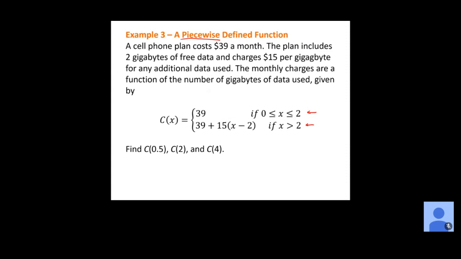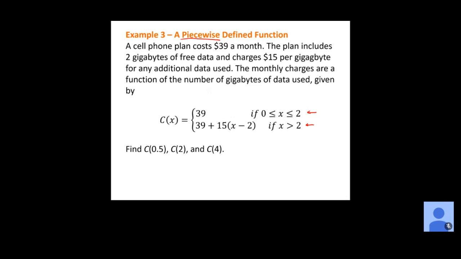And so what we have to think about whenever we're calculating values for these piecewise functions is which piece of our domain does our x value fall in, and then that's going to tell us which piece of the piecewise to actually use. Okay, so we have a cell phone plan here that costs $39 a month. Plan includes 2 gigabytes of free data, but then charges $15 per gigabyte for any additional data that we use, right? And so that's why we're defining this function from 0 to 2 at $39, because we have a flat $39 fee as long as we're not going over 2 gigabytes. But as soon as we do go over 2 gigabytes, the x is greater than 2, then we have to charge ourselves an additional $15 for every gigabyte that we go over, right? And that's what that bottom piece of the piecewise does.